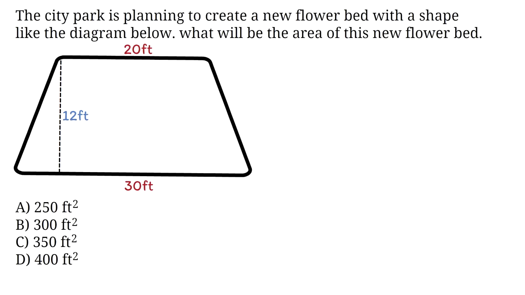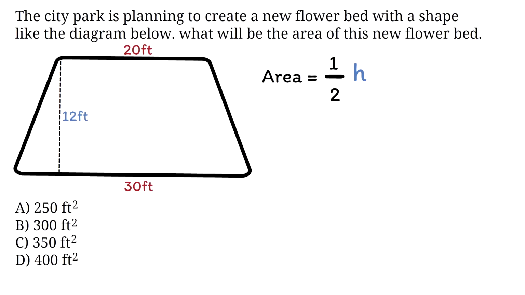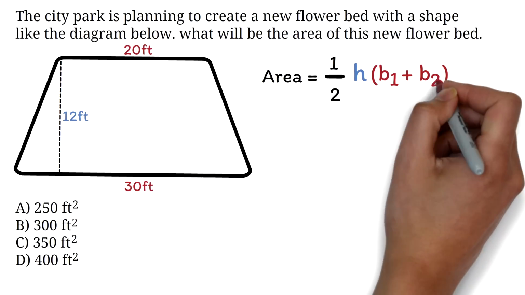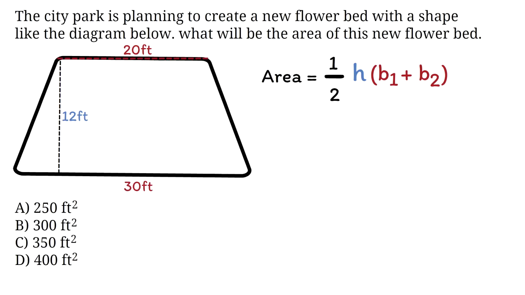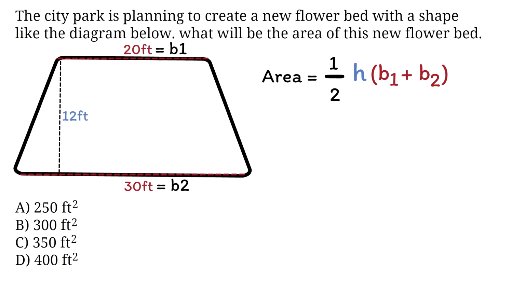This is a trapezoid. The area of a trapezoid is equal to half the height, h, multiplied by the sum of the lengths of its 2 parallel bases, b1 and b2. The height is the perpendicular distance between the 2 bases. This formula will be given to you on the GED, so nothing to memorize. These are the parallel bases. Let's call this base 1 and this base 2. This is the height, h.